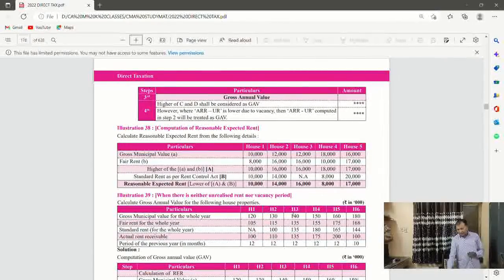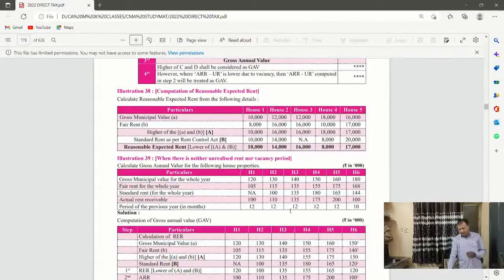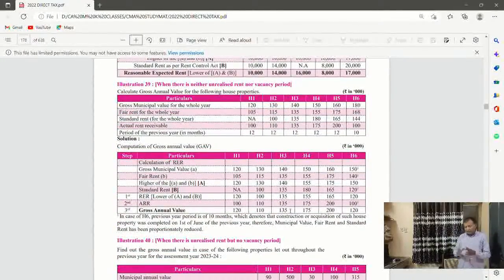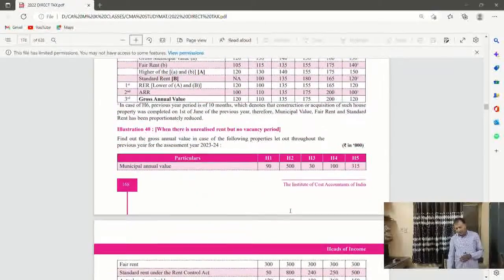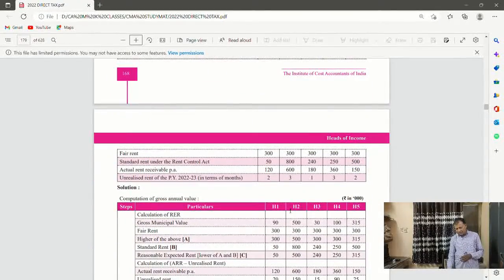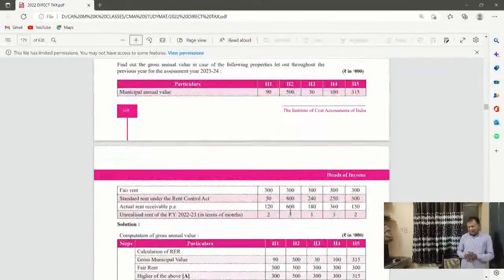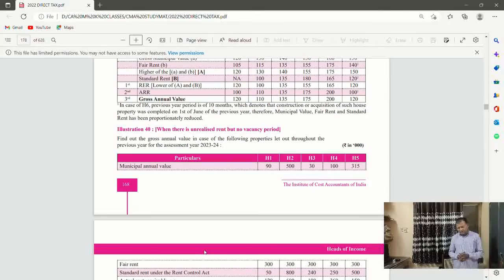And in problem number 39, they are going to find the annual value. Please, friends, either note down the question or download the question. The question must be in your hand so that you will understand better. So 38, 39, we shall also discuss 40. This is also very simple. When there is an unrealized rent but no vacancy, you have to find the annual value of the property.